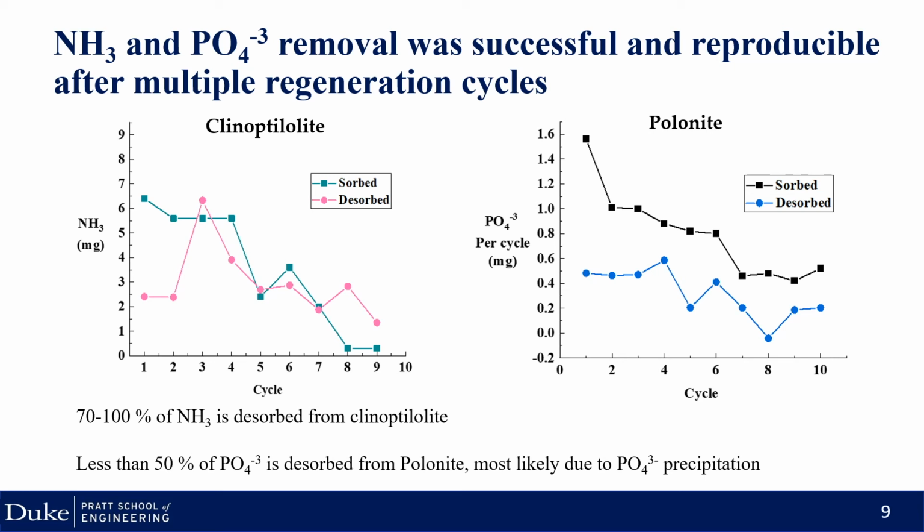The graph on the right shows the ammonia sorbed and desorbed from clinoptilolite. Hydrochloric acid can desorb 70 to 100% of the ammonia from the clinoptilolite for up to 7 cycles. The graph on the left shows the phosphate sorbed and desorbed from polonite. Potassium hydroxide can desorb less than 50% of the phosphate sorbed on the polonite. This is most likely due to phosphate precipitation.